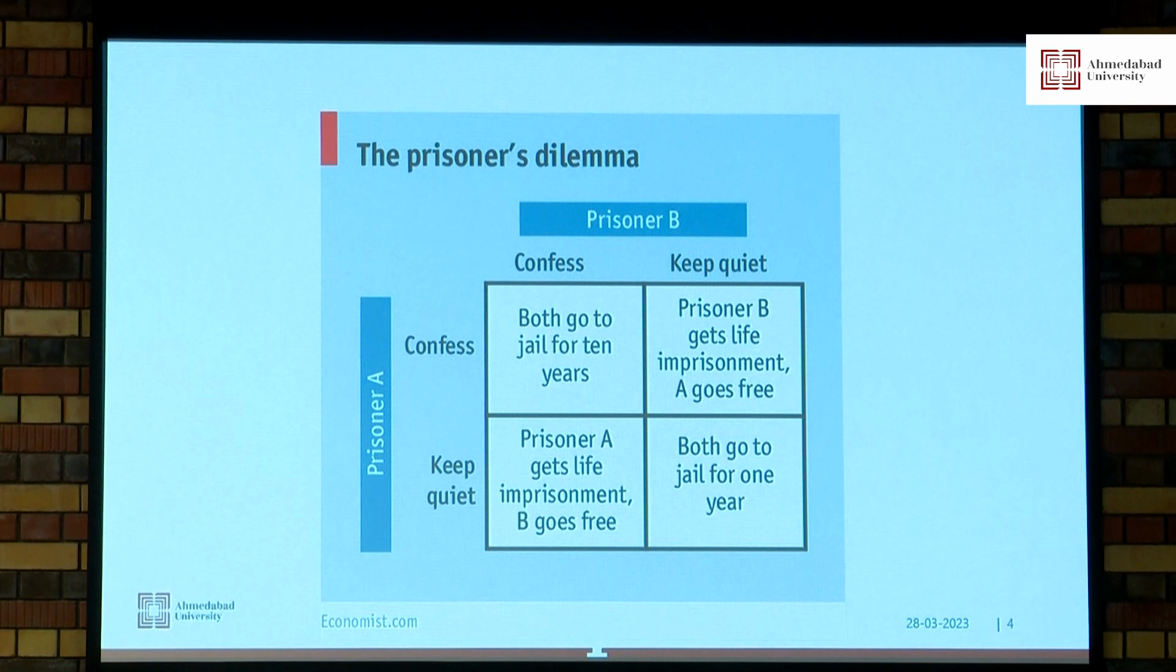For example, in the prisoner's dilemma, we see that there are two prisoners, and the Nash equilibrium is that both prisoners confess about the crime that they have committed together and both go to jail for 10 years. However, if they had both kept quiet, they go to jail only for 1 year. Why does that occur? This is what you'll learn if you take the class.